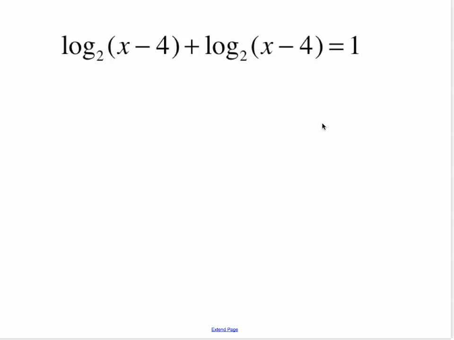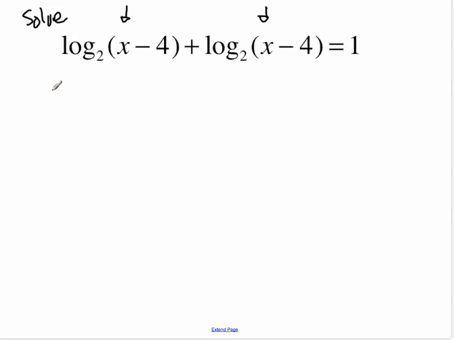Okay, here's a great logarithm question. Just like any other equation, you need to solve this. In other words, find a value for x that when you plug it in there, it makes this statement true. Okay, probably a few different ways you can do this.